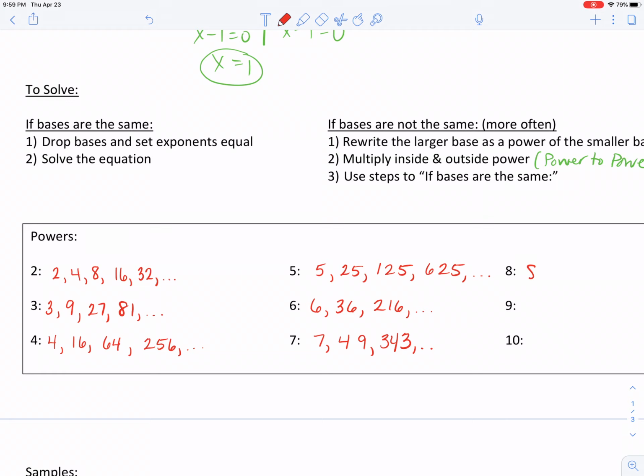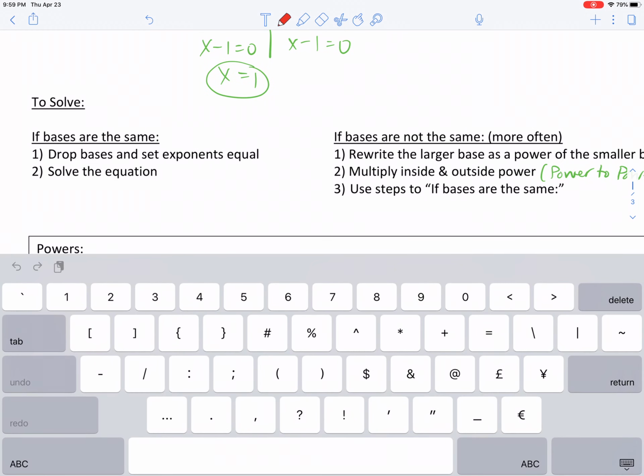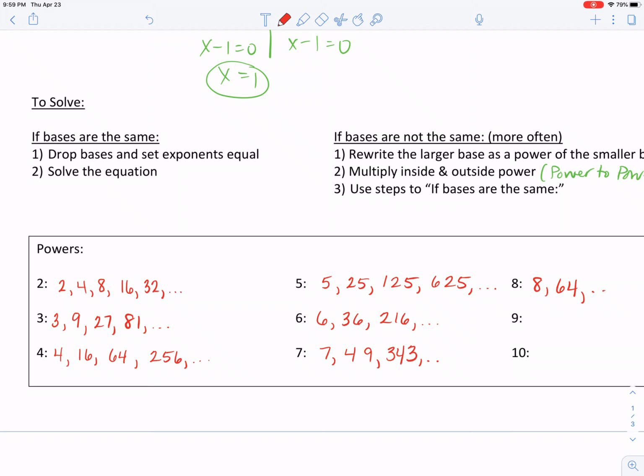8 to the first power is 8. 8 to the second power is 64. Times 64 by 8, get 8 to the third power. I don't have that memorized, so I'm just going to do dot, dot, dot. 9 to the first power. 9 to the second power. 9 to the third power. What's 81 times 9? It is 729. So that's 9 to the third power.